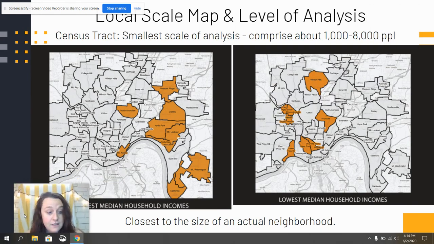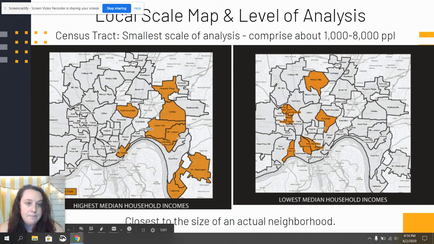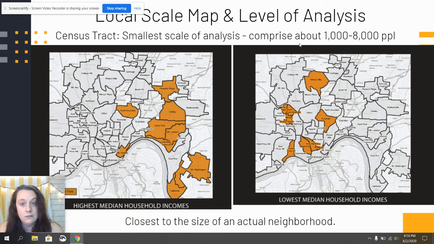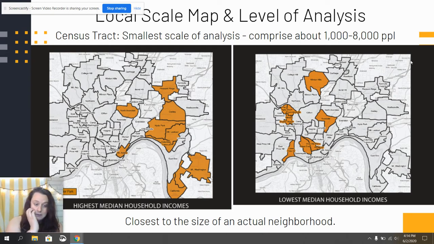So now let's go down to the local scale. And so this is a local scale map, and it is a local scale level of analysis. And the neighborhoods in Cincinnati are basically broken down into census tracts. And you do need to know what a census tract is. It is the smallest scale of analysis that we can really look at. It comprises anywhere from 1,000 to 8,000 people.